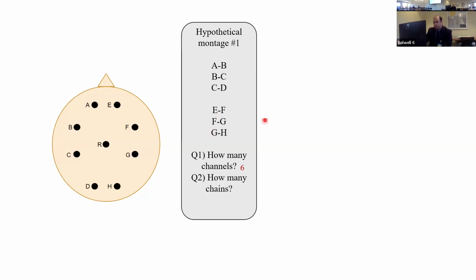What kind of chains are these? Well, yeah, the bipolar chains, right? They're bipolar chains because A to B, B to C, C to D, E to F, F to G, so on and so forth, okay?